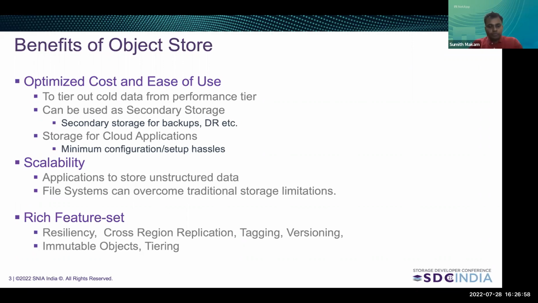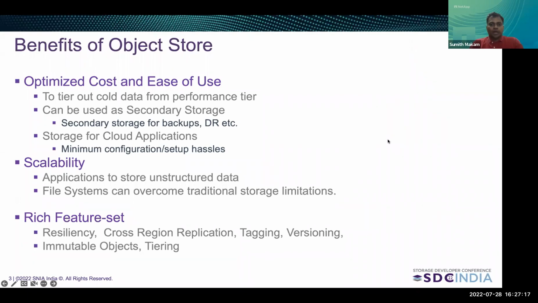Immutable objects. Object store also provides functionality to prevent deletion of objects for a certain interval of time, which is configurable again at a bucket level. This helps to comply with certain policies where data is supposed to be retained for a certain amount of time.